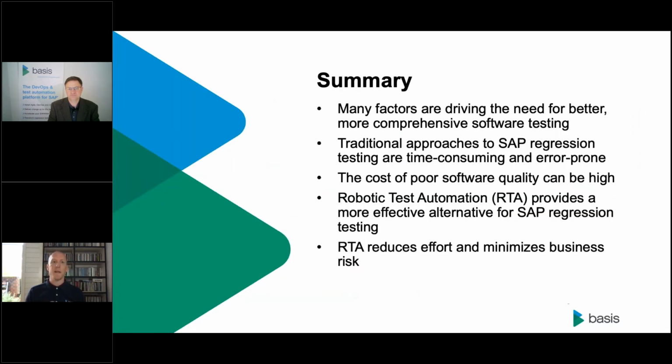So in summary today, we've looked at how there are a number of factors driving the need for better, more comprehensive software testing, because we've got to keep changing our systems today. We can't sit back and say it's too risky. But those traditional approaches to testing have their drawbacks and are typically too time consuming, too error prone to be really confident in that approach, despite the fact that the cost of not getting it right can be so high. And we've looked at how robotic test automation can provide a more effective alternative for that SAP regression testing piece, to reduce the effort and minimize the business risk when you make changes to your systems.